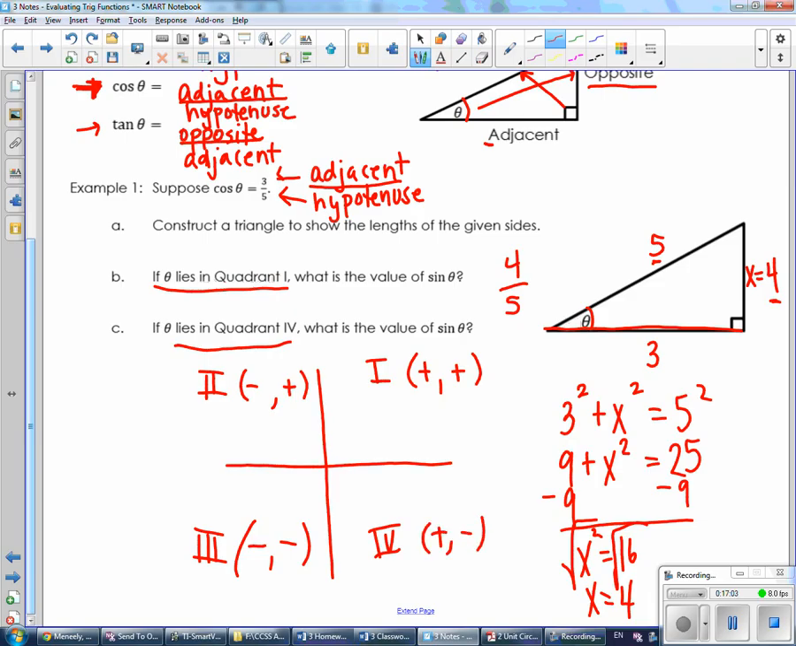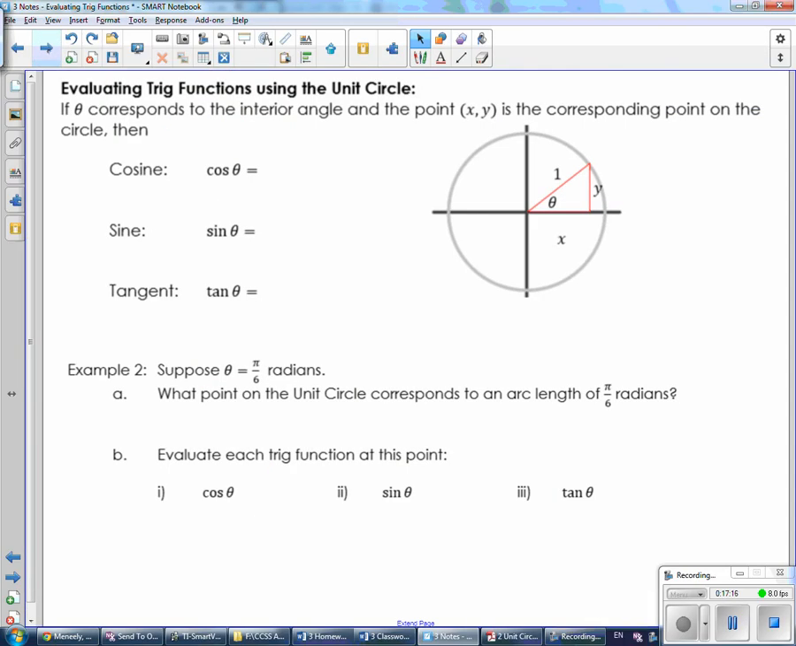What we need to do is relate x and y to the sine and the cosine, and we're actually going to do that in the next section. So let's hold off on finishing up B and C and jump to the next question, because now what we want to do is relate the sine, the cosine, and the tangent to the values on a unit circle.